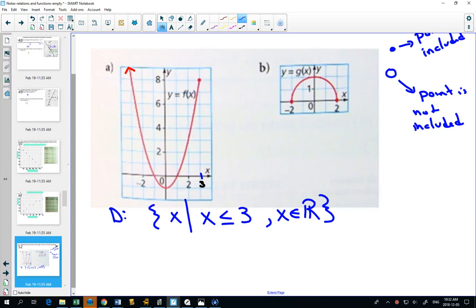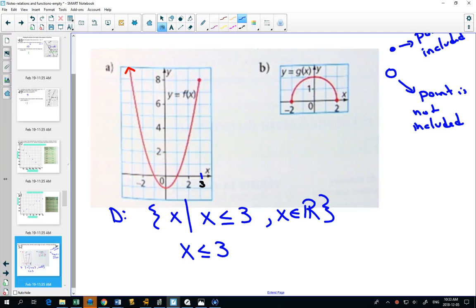It's saying that your x values, this straight line in math means such that, so obvious, right? The x value is such that x is less than or equal to 3. Now you will get full marks if you just write x is less than or equal to 3. You don't have to add all the extra information. They will assume you mean all numbers. And remember, this symbol means all real numbers. They'll assume that you mean that.